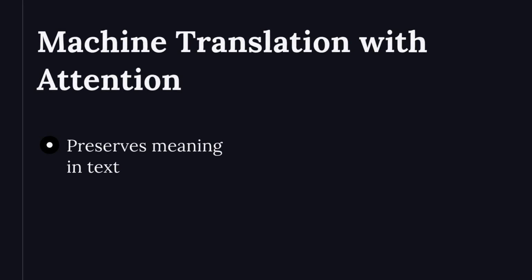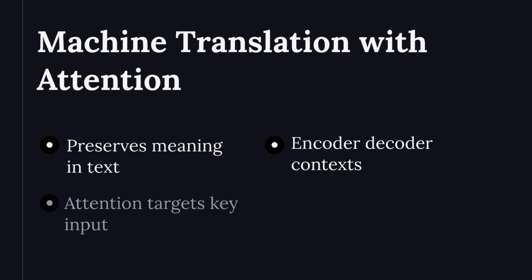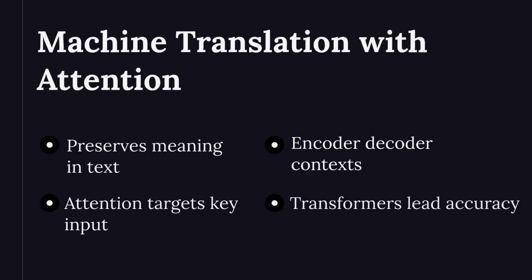Machine translation converts text from one language to another while maintaining semantic and syntactic integrity. Encoder-decoder recurrent networks process the input sequence into a context representation, then generate translated output. Attention mechanisms improve this by focusing on relevant input parts, and transformer models now support state-of-the-art translation systems.